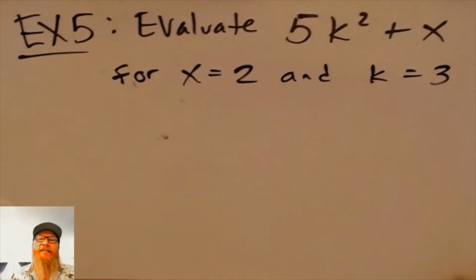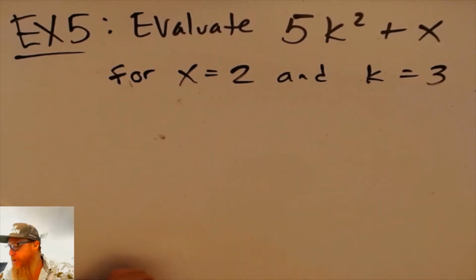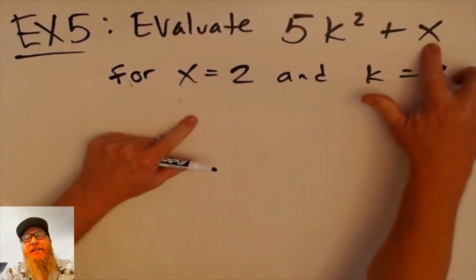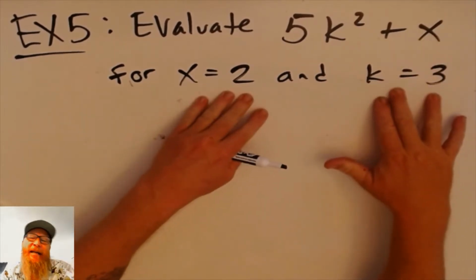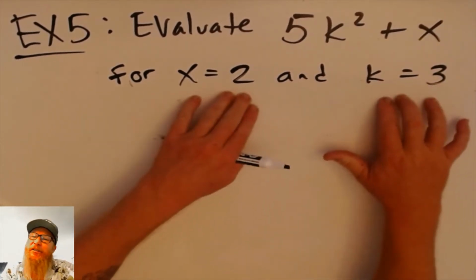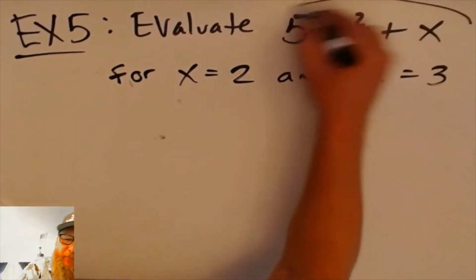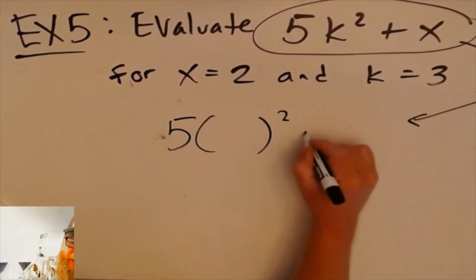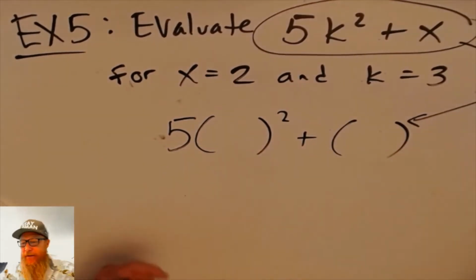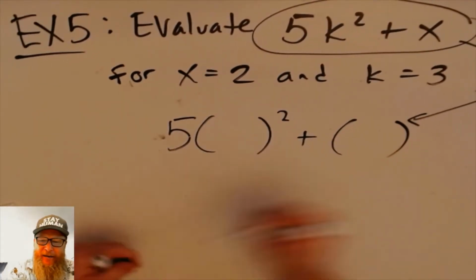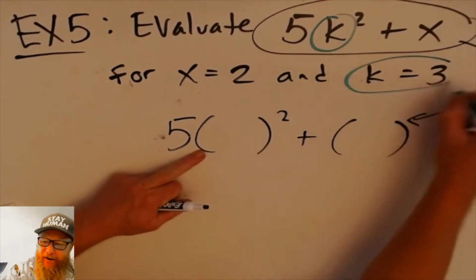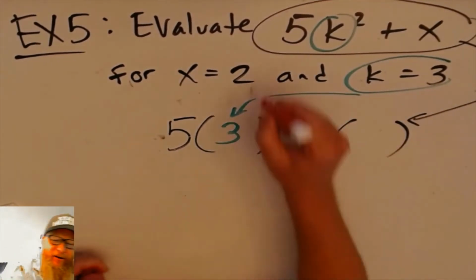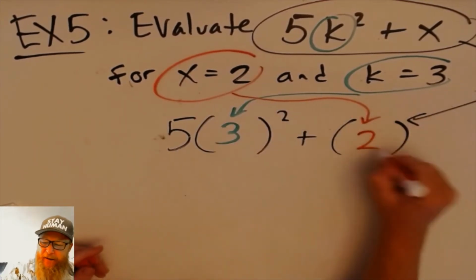I say fancy, I just mean I'm changing the order a little bit here. Look, I got k and then x, but then I gave you x and then k. So just be careful when you write your expression. Make sure you know who goes where. So k is going here in the first spot, and x is going here in the second spot.